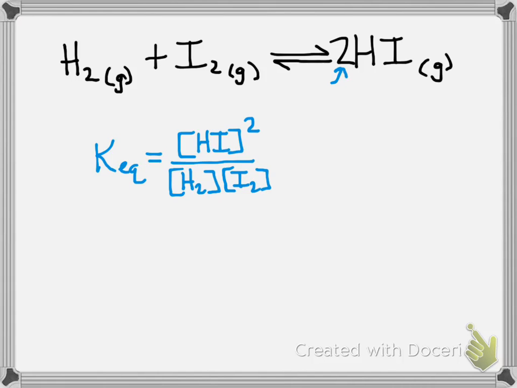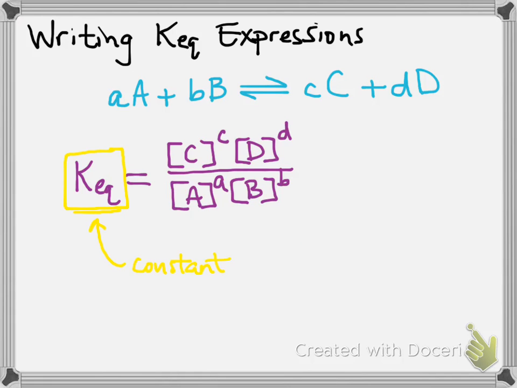So this is what we would call our equilibrium expression. And you can imagine that if we know the concentrations of hydrogen iodide, hydrogen gas, and iodine at equilibrium, we should be able to calculate KEQ. Okay, so once again, use this general format when you're looking at a reversible reaction in order to write an equilibrium expression. Now we can do more than just write expressions.